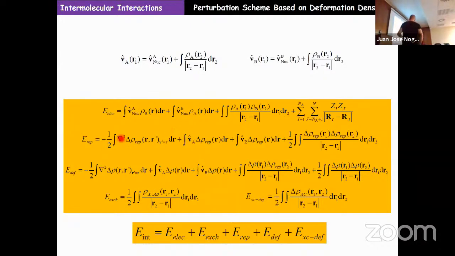And now I have two terms that we have grouped as deformation energy and exchange correlation. Deformation energy is the polarization energy associated to the one electron density, and the part of the polarization energy associated to the two electron density, or the exchange correlation. Okay, I have this partition. These two terms are the polarization energy.